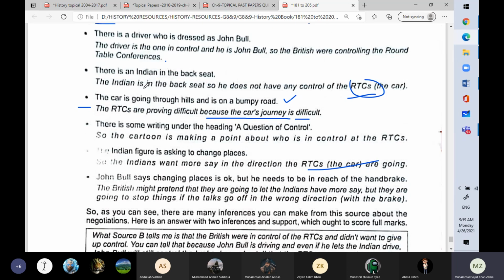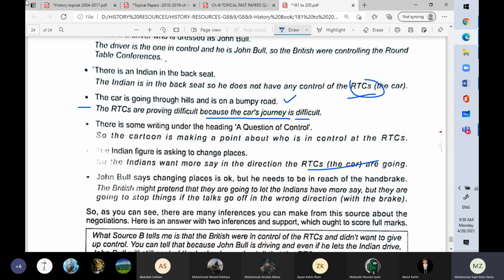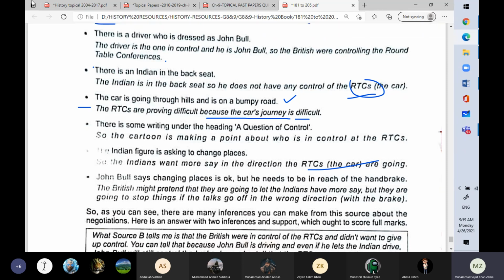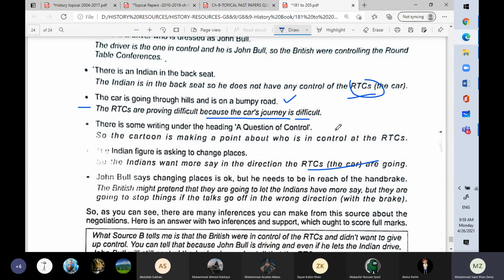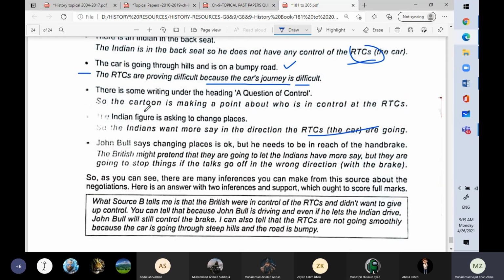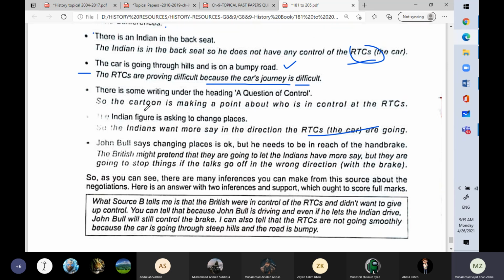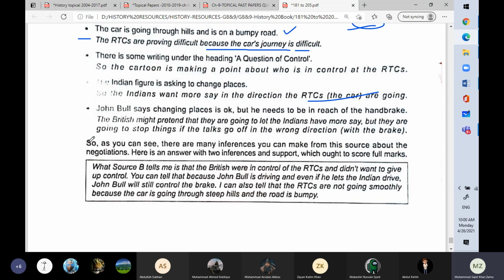So as you see, this is how you pick one surface feature, identify it, then infer, work out, conclude something out of it. And once you conclude, you need to give the evidence. Evidence can be from your background information, as here a lot of it comes from the RTCs, or you can even support it from the source itself.